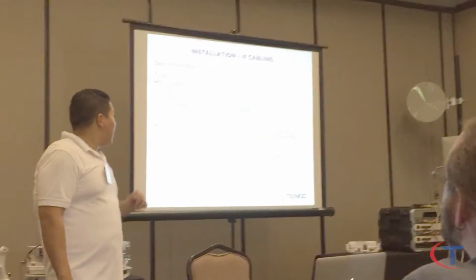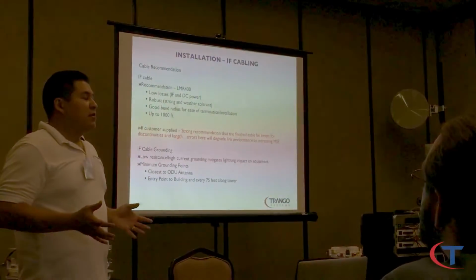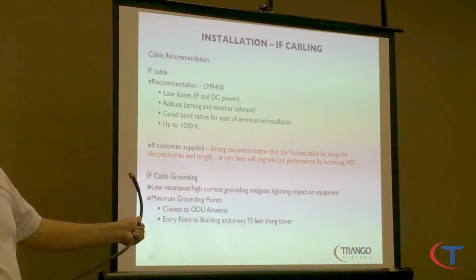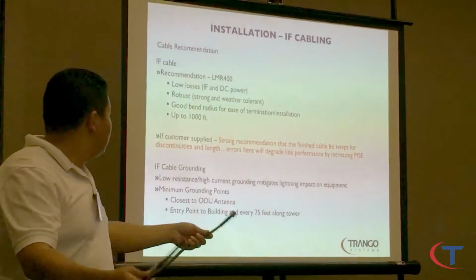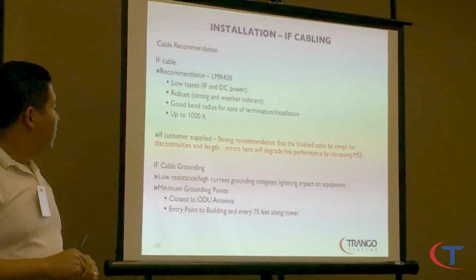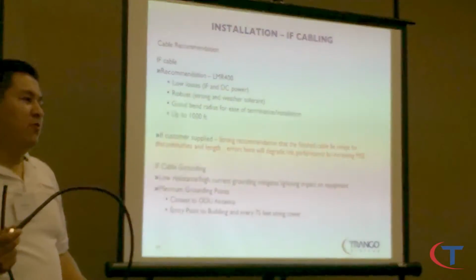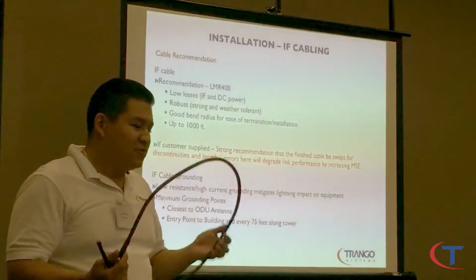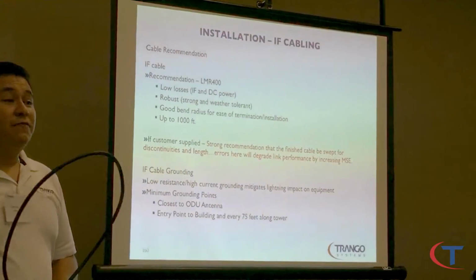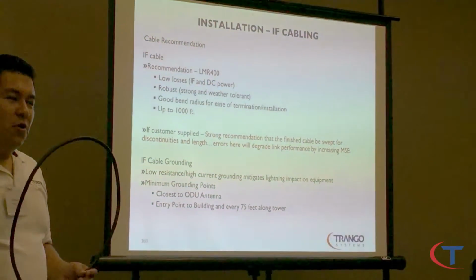Installation of the IF cable. We recommend the LMR 400, as we said before. It's really rugged, well weatherized, low loss, robust, strong, with a good bend radius. By bend radius, I don't mean 90 degrees, just a normal curve. Up to 1,000 feet.